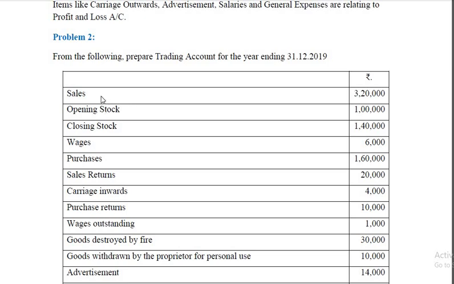Sales, credit side. And if there is sales return, yes, here you got sales returns of 20,000. So on the credit side, sales in the inner column minus sales returns, the net sales you have to write in the outer column. Opening stock, the debit side. Closing stock will come to the credit side.